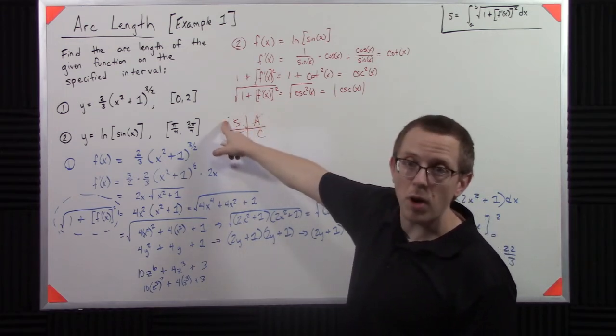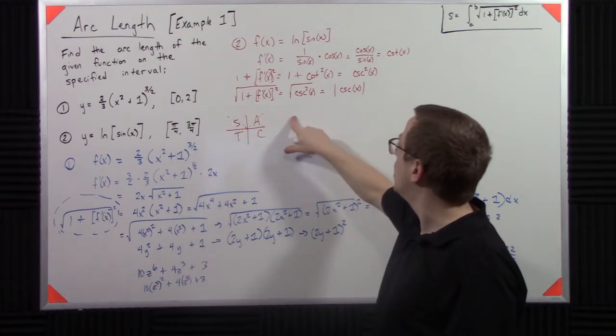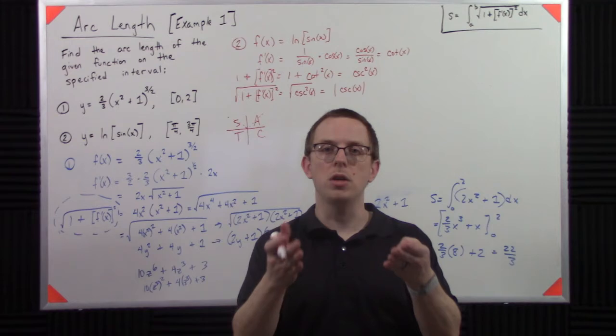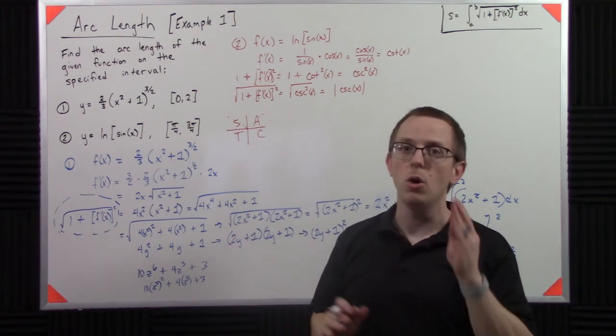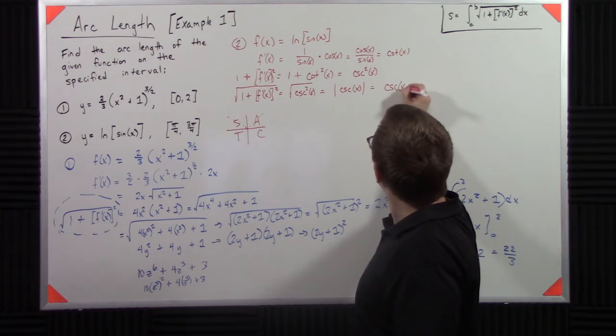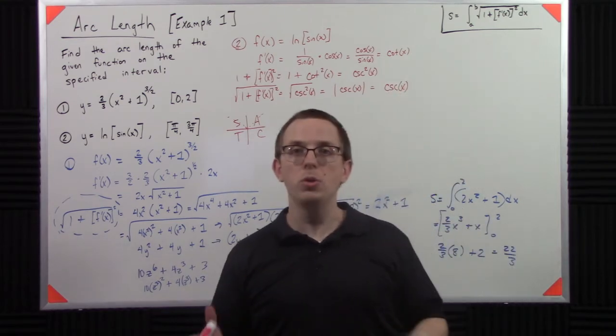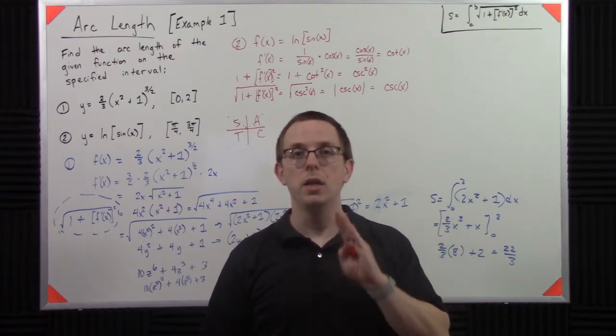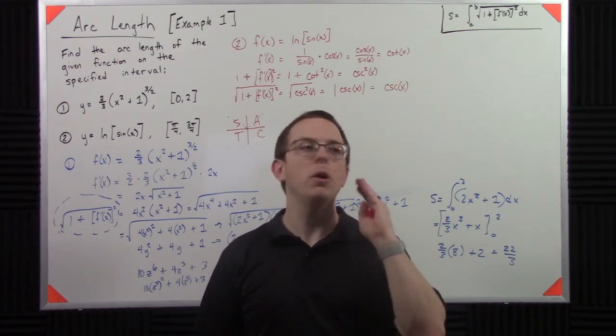The sine function is positive because it's in the second quadrant. And the cosecant, remember, is just 1 over sine. So if sine is positive, 1 over sine is also positive. Why does that matter? Because that means we don't have to antiderive the absolute value of cosecant of x. We can just say cosecant of x. That's important.